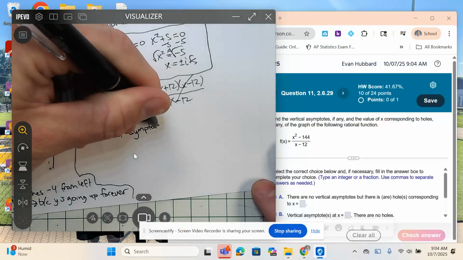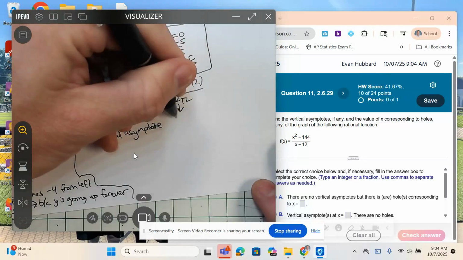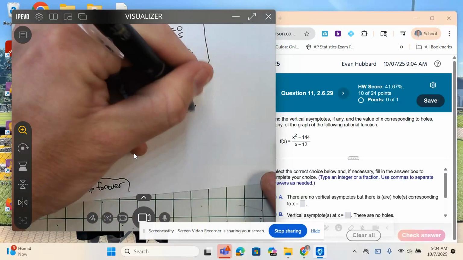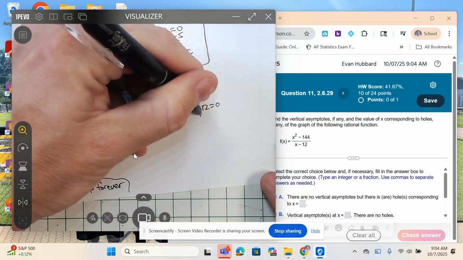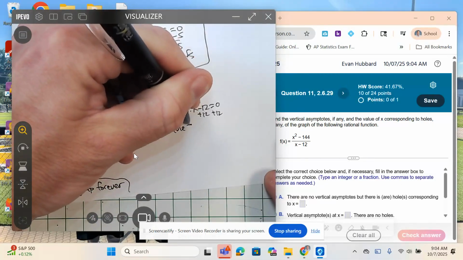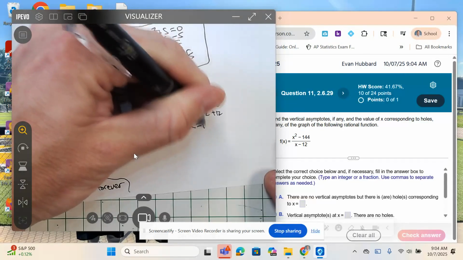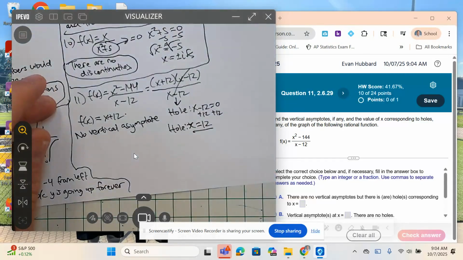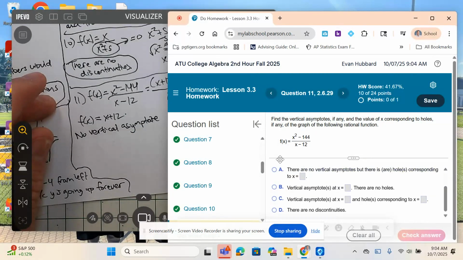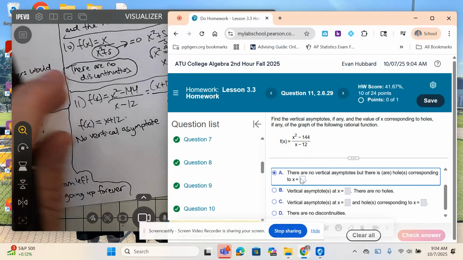But there is a hole. There's going to be a hole right there because something canceled on the bottom. So x minus 12 equals 0. Add 12, there's going to be a hole at x equals 12. So there are no vertical asymptotes. There's a hole at x equals 12.